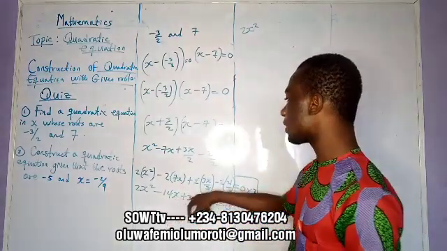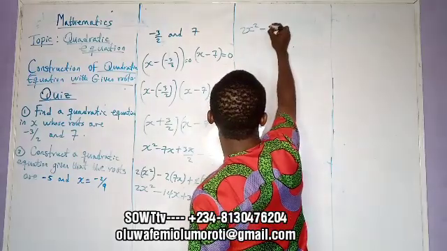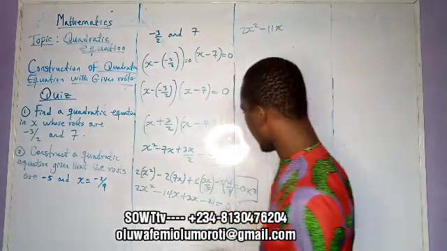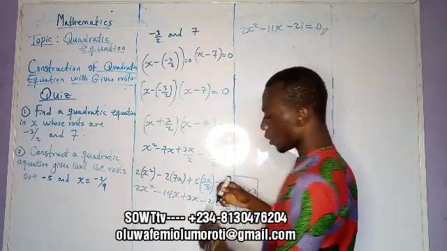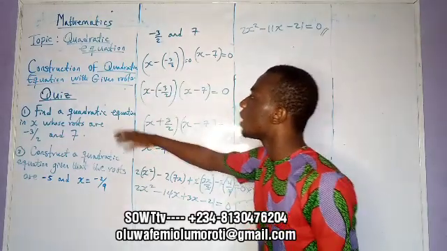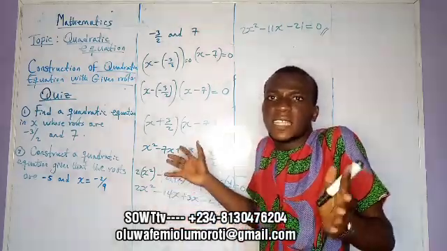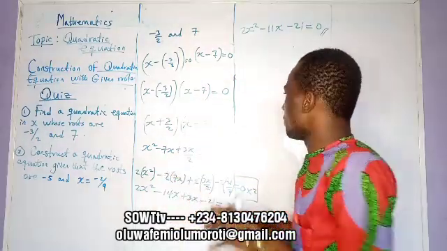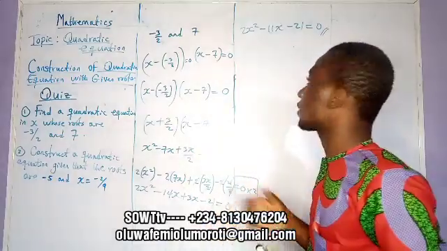So minus 14x plus 3x is minus 11x. So we have minus 11x, then minus 21 equal to 0. That is your final answer. We have found the quadratic equation of the given roots. It's so simple, not stressful. Just get the logic and the strategy to approach.